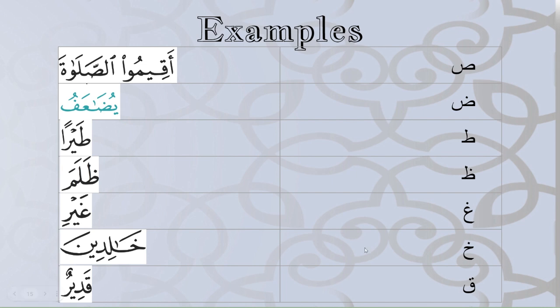Next we have khalidin, kha. This kha is pronounced very heavy. And finally, another letter that my Indo-Pak brothers have trouble with is qaf. And this is qadir, not qadir. It is incorrect to say qadir. This is not qadir. This is qadir, qadir. This qaf has to be pronounced heavy.